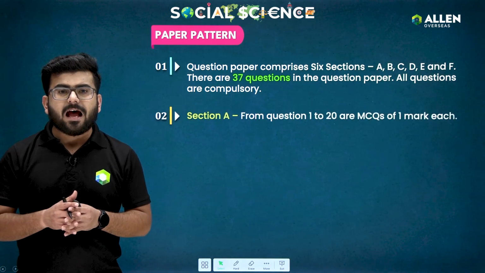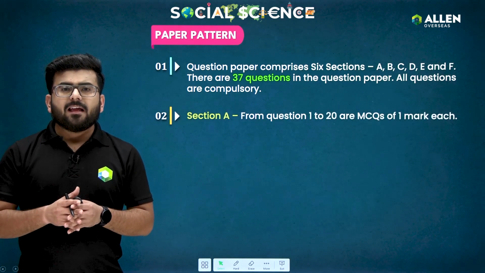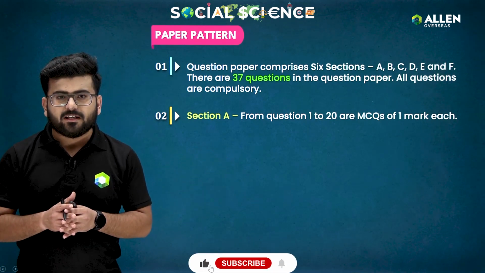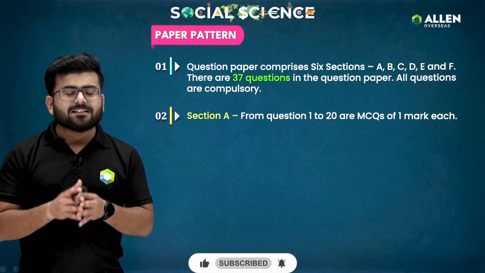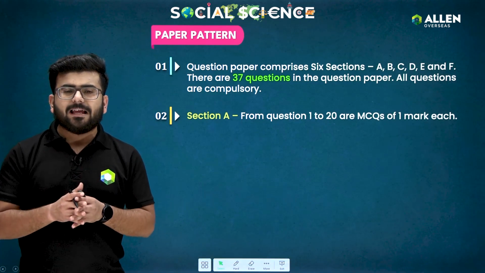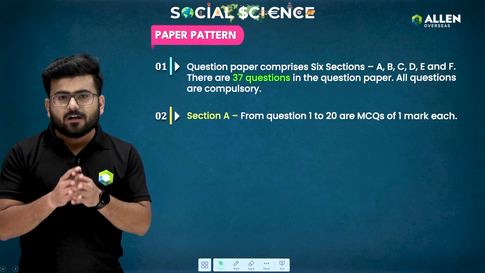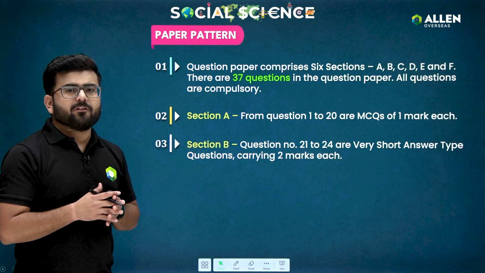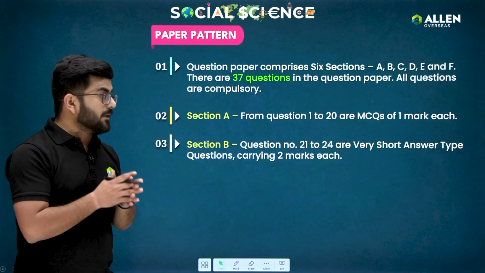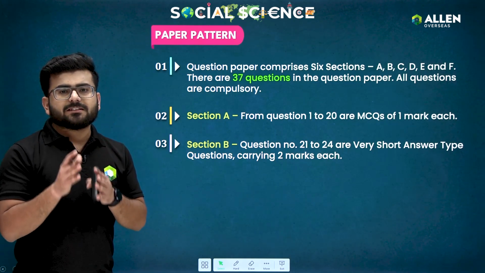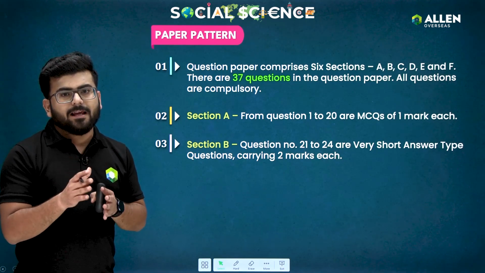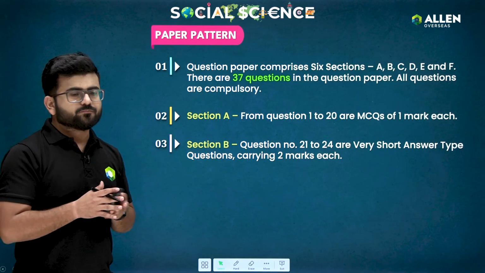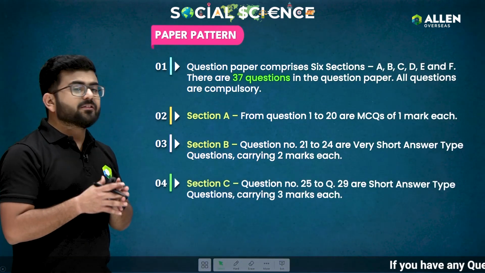And students, here we have section A. In section A, we'll have questions from question number 1 to question number 20. All the questions in this section will be of multiple choice type, and every question here will carry 1 mark. Next to it, we have section B. In section B, we'll have questions from question number 21 to question number 24, and all the questions here will be of very short type, and every question in this section will be of 2 marks each.